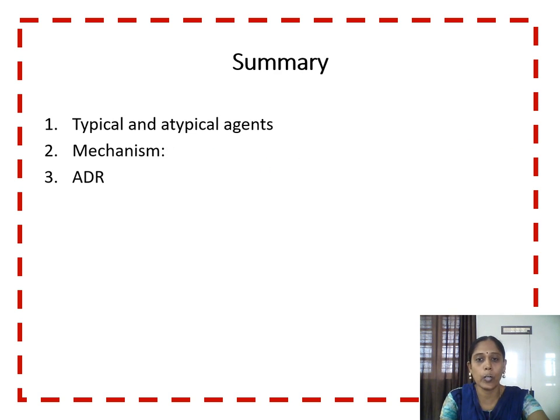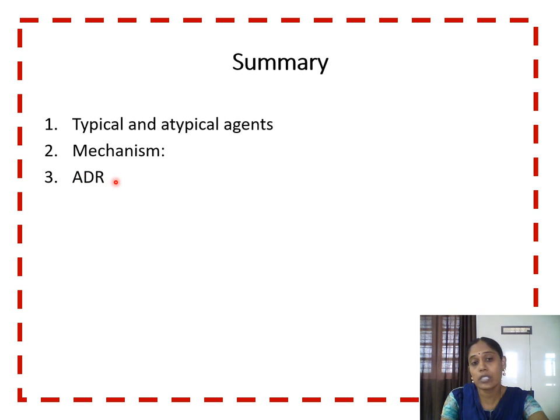You should know this at the end of the session, right? I think students can now answer about typical and atypical agents. Typical like haloperidol, atypical like clozapine, olanzapine, quetiapine. Mechanism: your typical agents mainly act on D2 receptors, D2 blockade, whereas your atypical agents have multiple receptor actions, mainly serotonin receptor blockade and weaker D2 action.